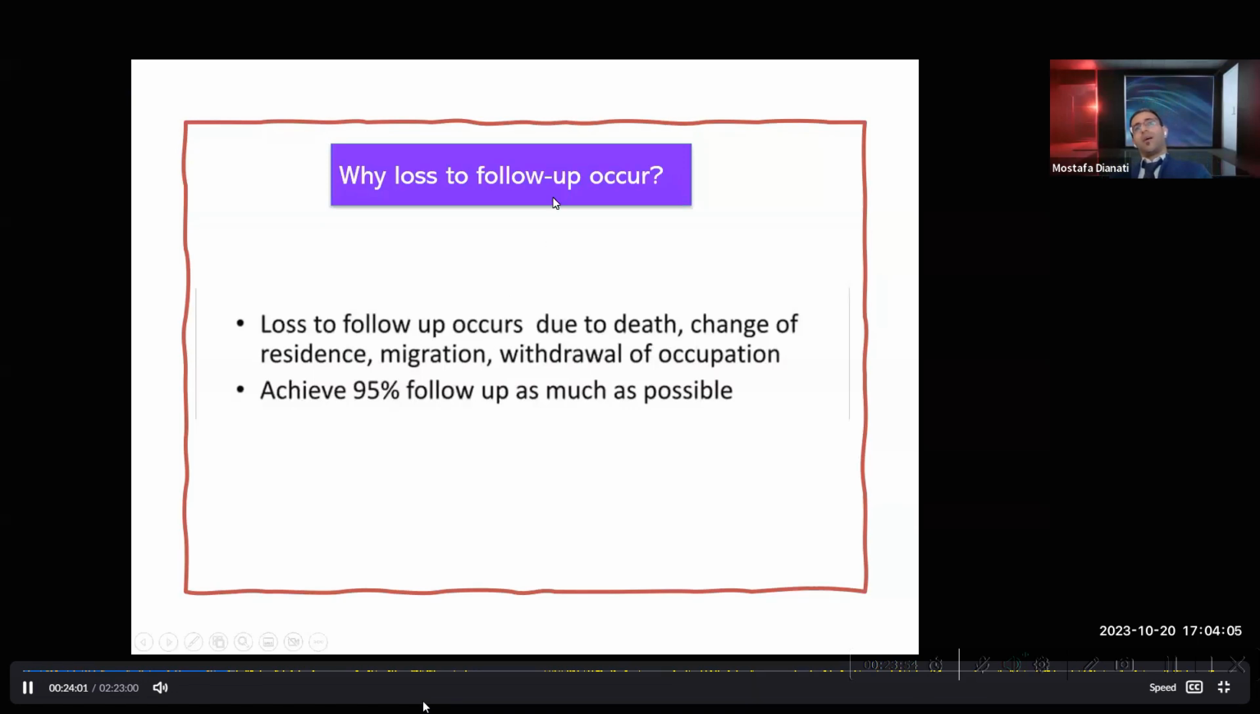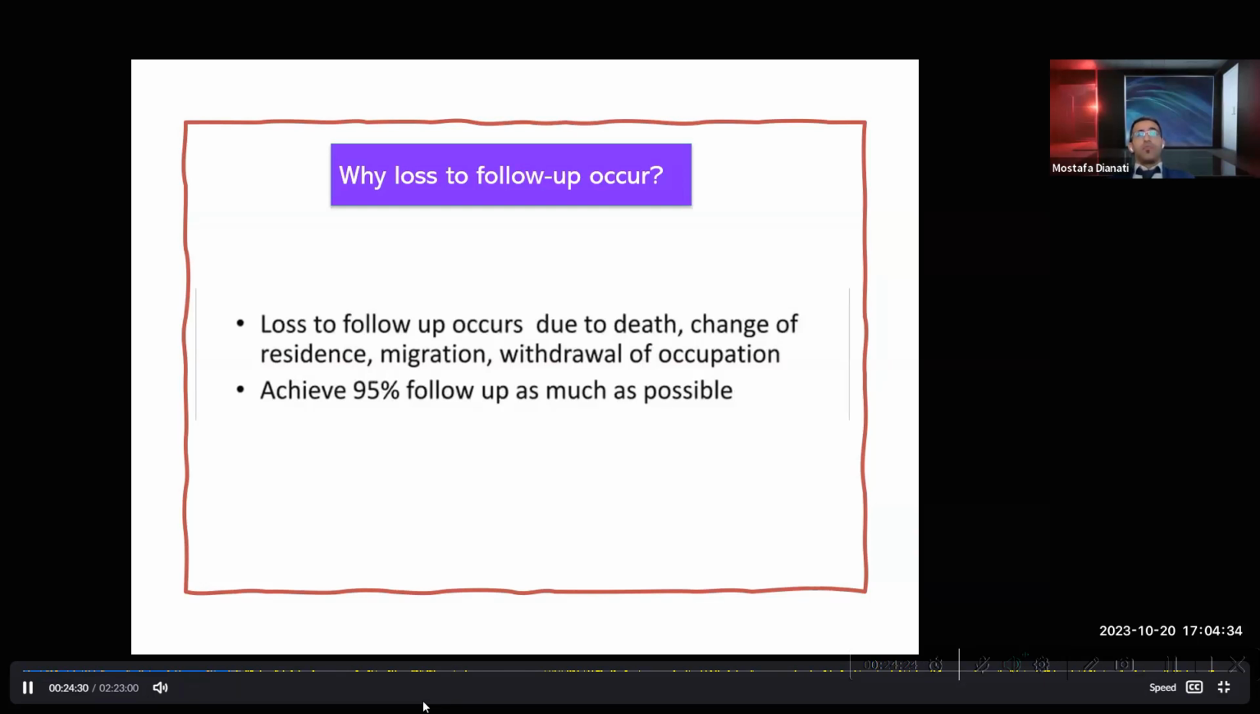Okay, lost to follow-up, actually, it's a really big issue in cohort studies. And sometimes we have attrition in our population under study. This is really natural. This can happen in any cohort study. So if you are reading a publication and the design is cohort study, don't be shocked. Loss to follow-up is normal in cohort studies.